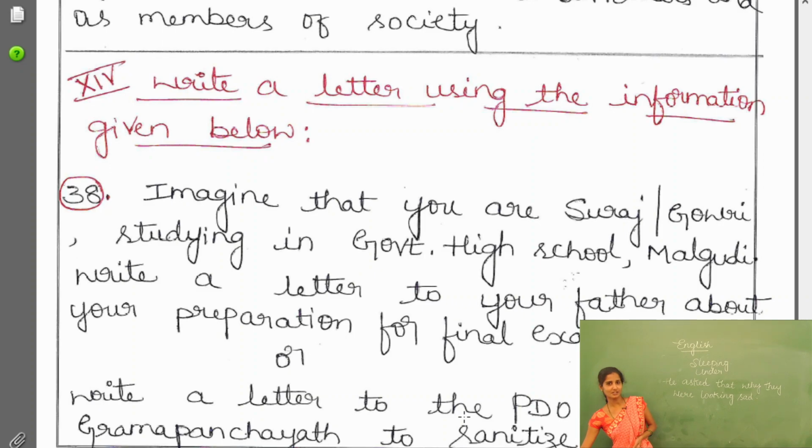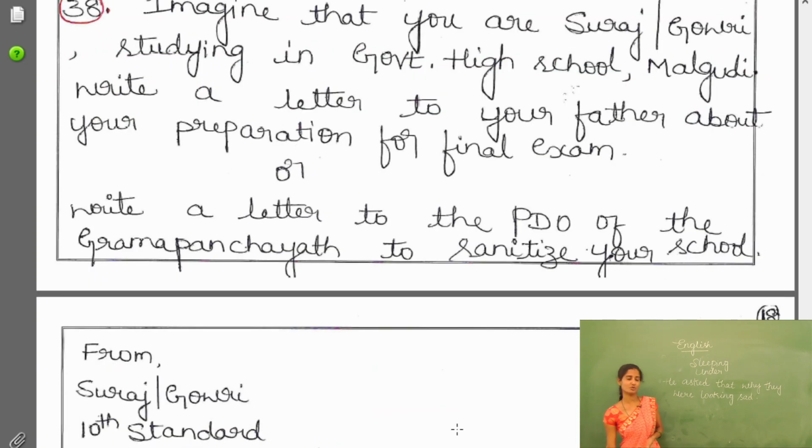Write a letter using the information given below. So, children, the most important thing is letter writing. In letter writing, the mistake is, I have told you many times, you have to use the information they have given: the name, school, and address given in the question paper. That only you have to use.